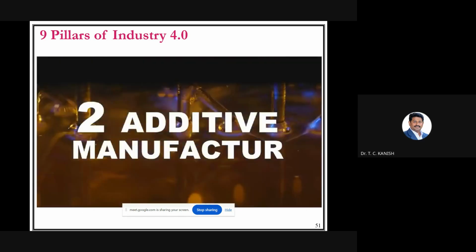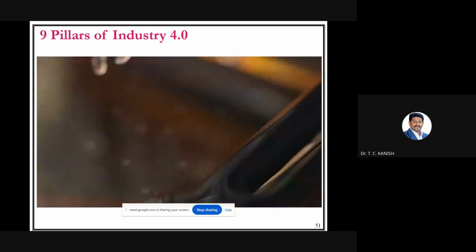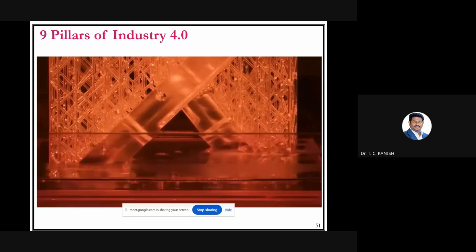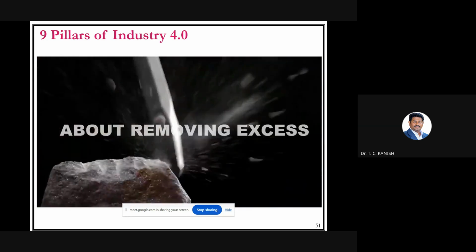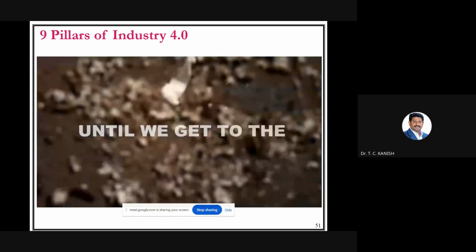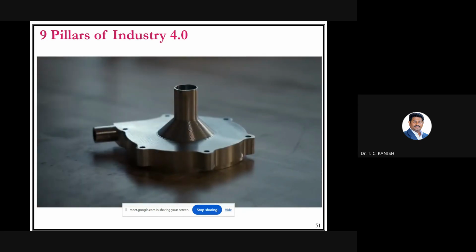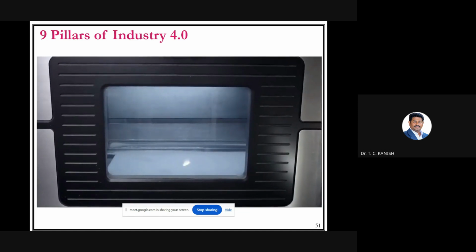Second one is additive manufacturing. So additive manufacturing is layer by layer manufacturing. Normally we do machining like this, where we remove the additional chips. This is a way of subtractive manufacturing. To overcome this, 3D printing machines have come.